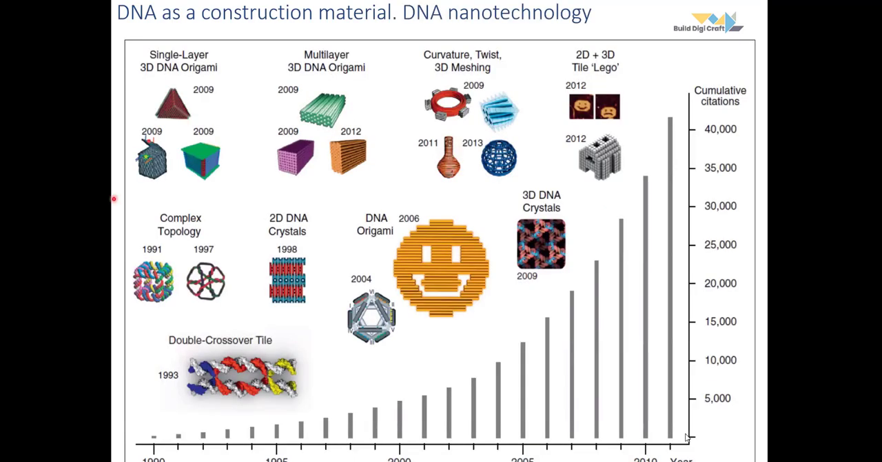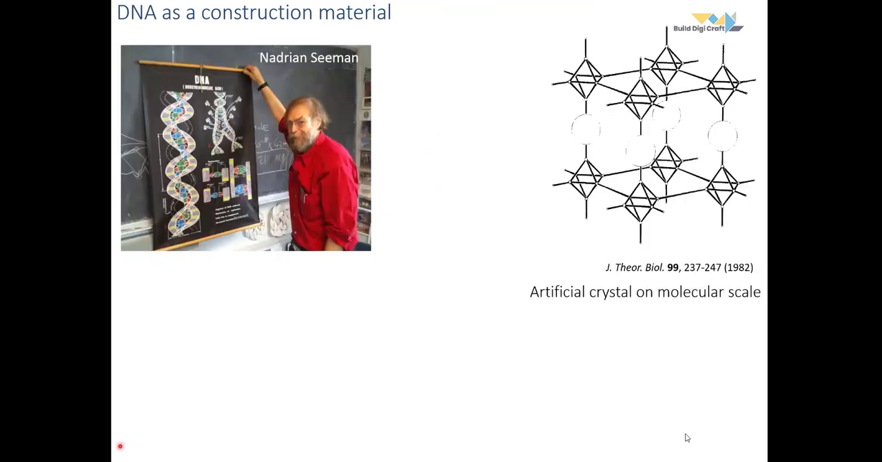The field which uses DNA as a construction material is called DNA nanotechnology. It has been going through a very rapid expansion in the last few decades. It's a somewhat updated slide ending at 2012, but the growth continues. We learned how to build rather complex objects using DNA, and I will give a few examples later. But what I want to do now is to tell the origin story of the field, because it's quite interesting and somehow inspirational.